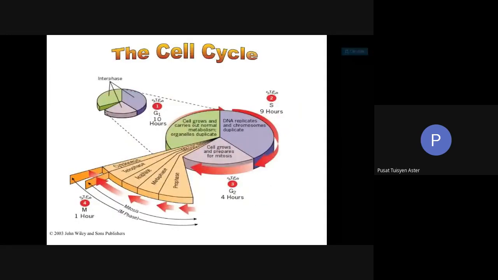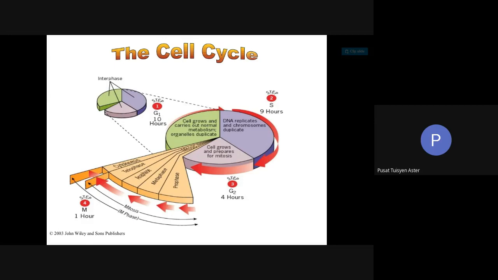Now, the cell cycle. Okay, this is how it works, right? G1, macam mana? Cell grows, carries out normal metabolism, organelles duplicate. Step two, S phase, 9 hours. DNA replicates, chromosomes are being duplicated. Ni yang DNA punya part lah. Step three, cell grows and prepares for mitosis. Mitosis is PMAT lah. Alright, so PMAT apa? Prophase, metaphase, anaphase, telophase, akhirnya ada cytokinesis. Okay, so mitosis is these 4 things lah, PMAT. M phase is what we call as including the cytokinesis.